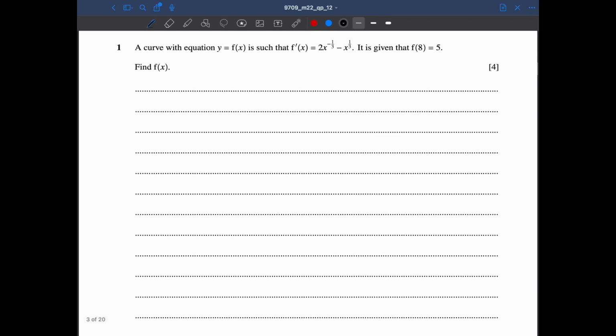All right, let's have a look at question 1. Question 1 states, a curve with the equation y equals f of x is such that f prime x equals this. And then they're saying it is given that f of 8 equals 5. So this is an important piece of information. And the question says, find f of x.